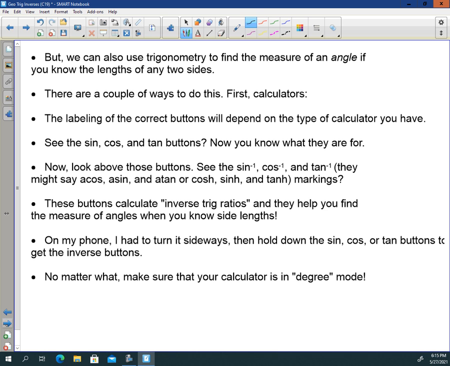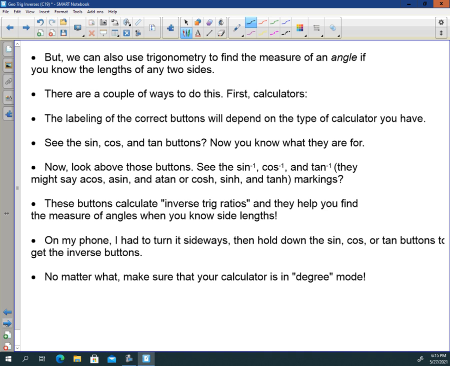The labeling of the buttons you need is going to be slightly different depending on the type of calculator you have. But on the calculator you have, you should be able to find the sin, cos, and tan buttons, the sine, cosine, and tangent buttons. Now you know what they're for.